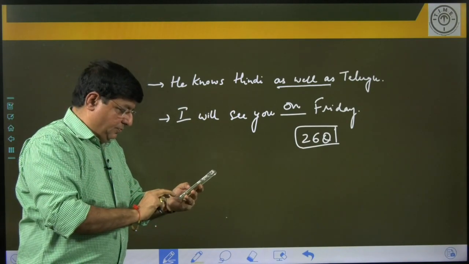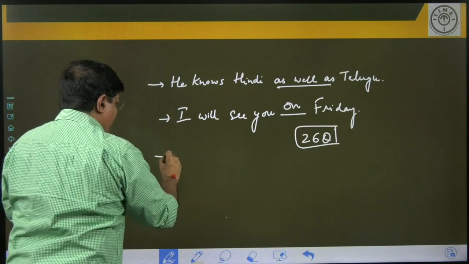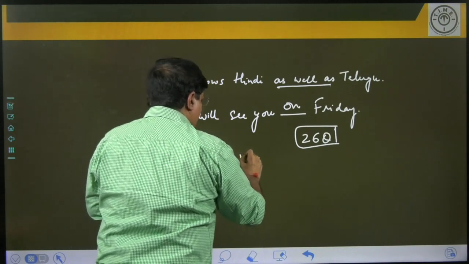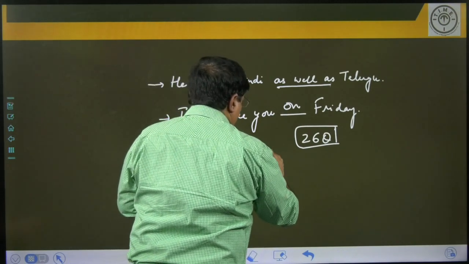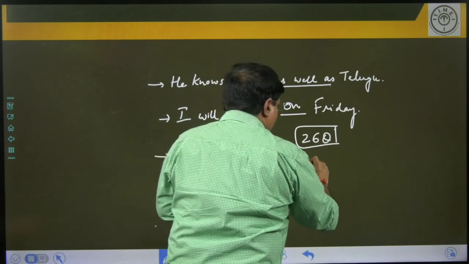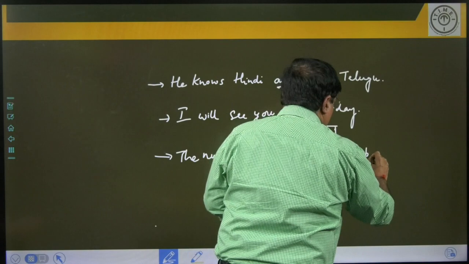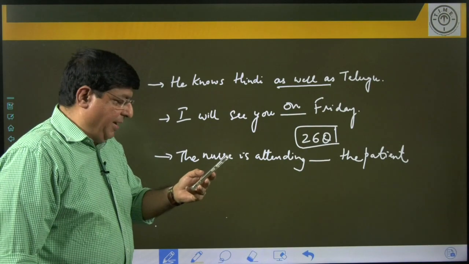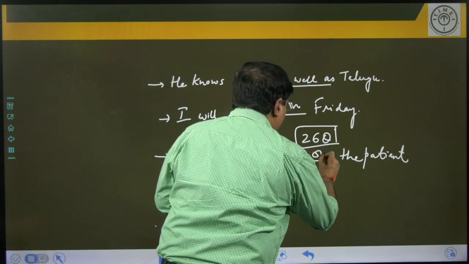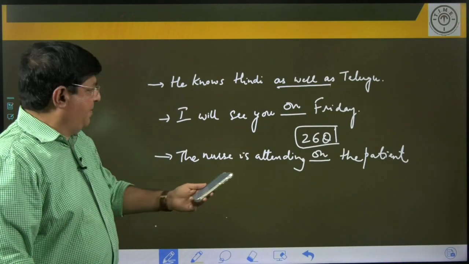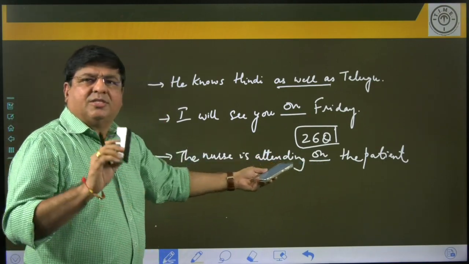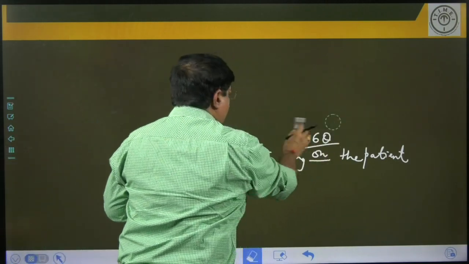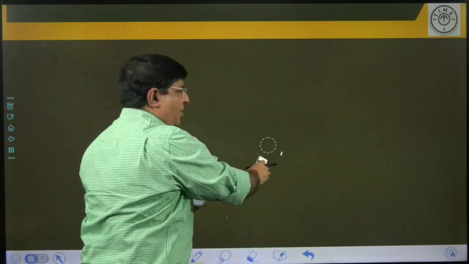ఇంకోటి చూడండి, the nurse is attending dash the patient. The nurse is attending dash the patient. Fill in the blank lo on undi. So simple fill in the blanks with articles, prepositions, conjunctions, pronouns, simple words were given.